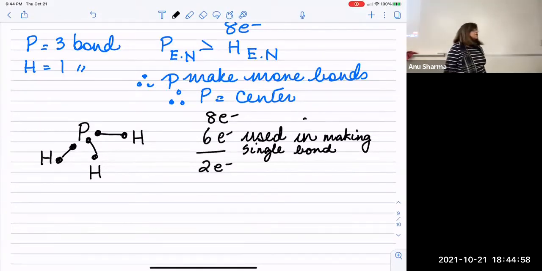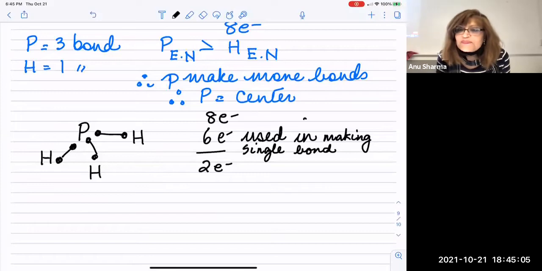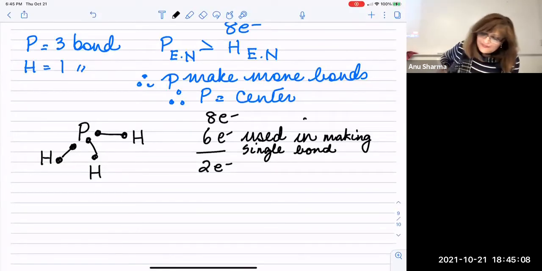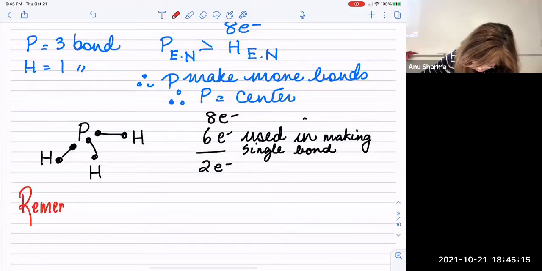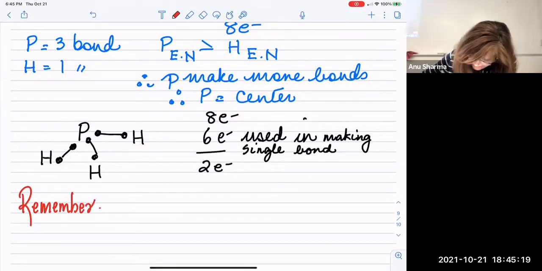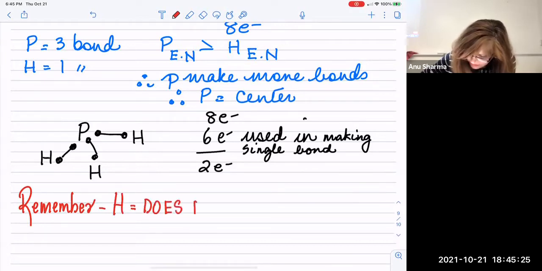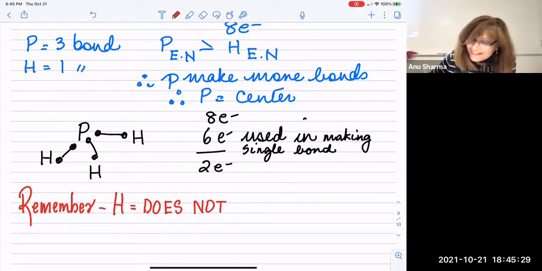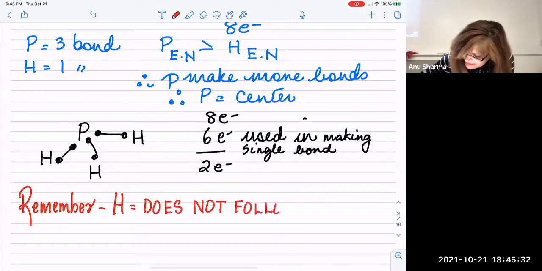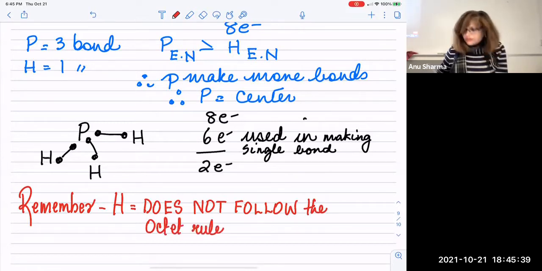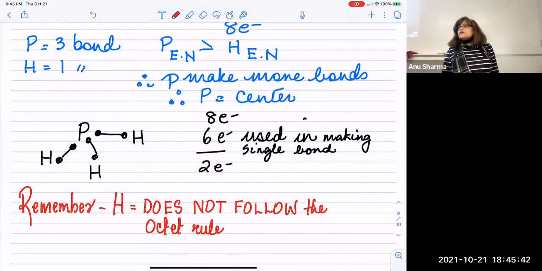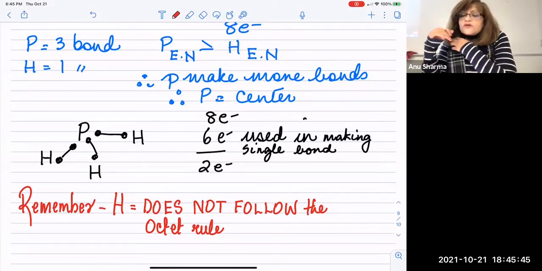Where are you going to place these 2 electrons? Outer, because the rule says outer. That's a common mistake students make. Remember the deal with hydrogen. What is that? It doesn't follow the octet rule. Very good. Hydrogen does not follow the octet rule. So where are the 2 electrons going to go now?